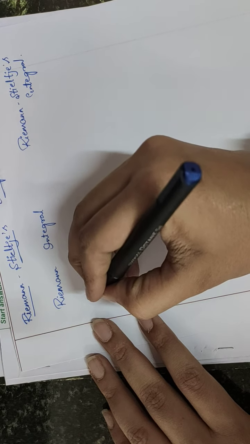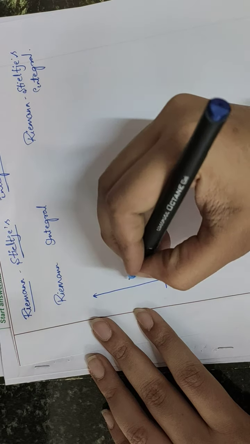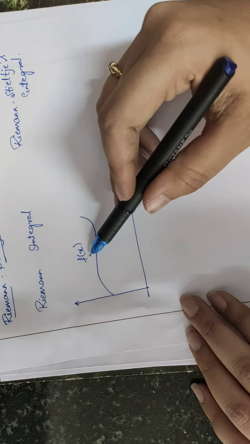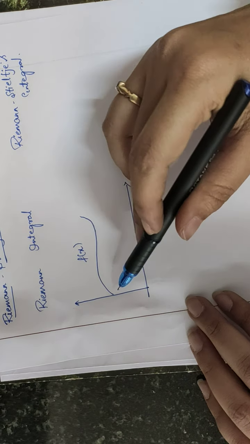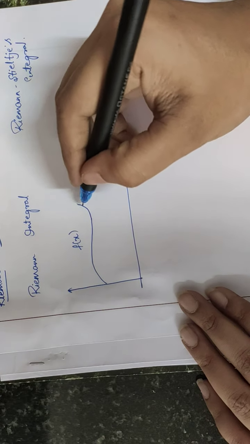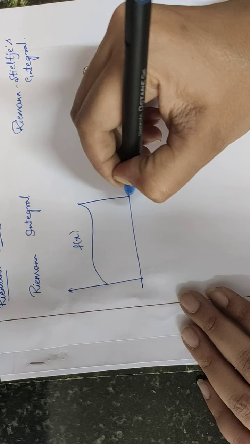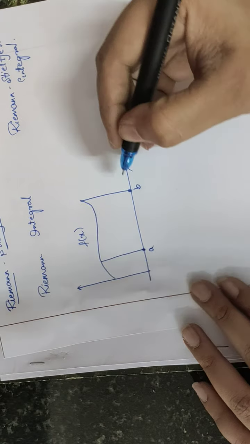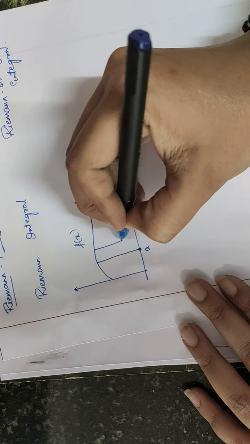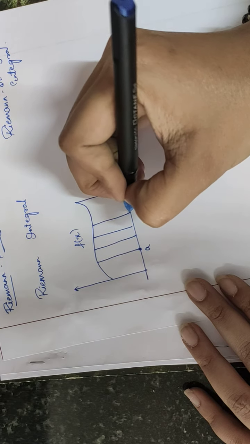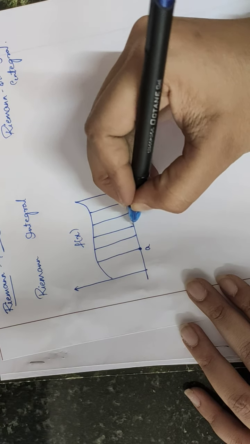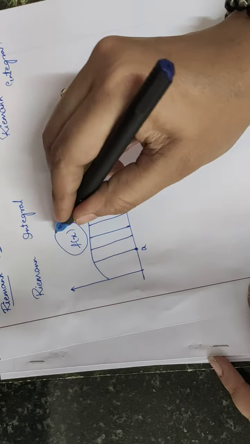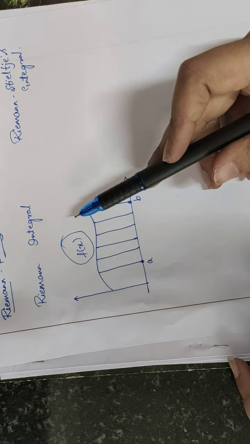So in Riemann integral, if I consider a function f of x, let us consider this is my function and the graph of this function looks in this way. Okay, so what were we doing? If this is my interval a b, we were dividing our interval into number of sub-intervals. We were finding the lower Riemann sum and upper Riemann sum. If we add those two, we will get the actual function. This is how we were doing in Riemann integral.